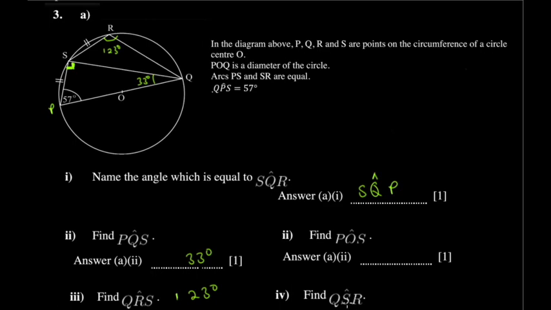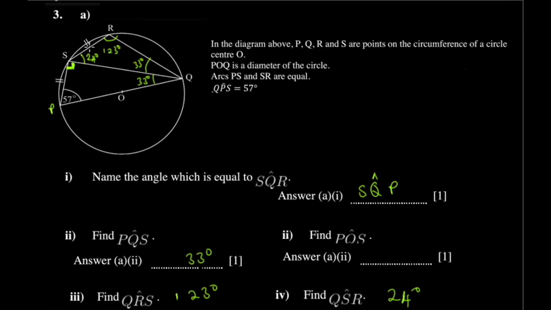Then QSR, this one here. We'd say that this one is the same, so this one is 33 as well. So 123 plus 33 equal to, then from 180, you get 24. So this is supposed to be 24 degrees. And then that's it. Okay, so 24 degrees, and then you're done.